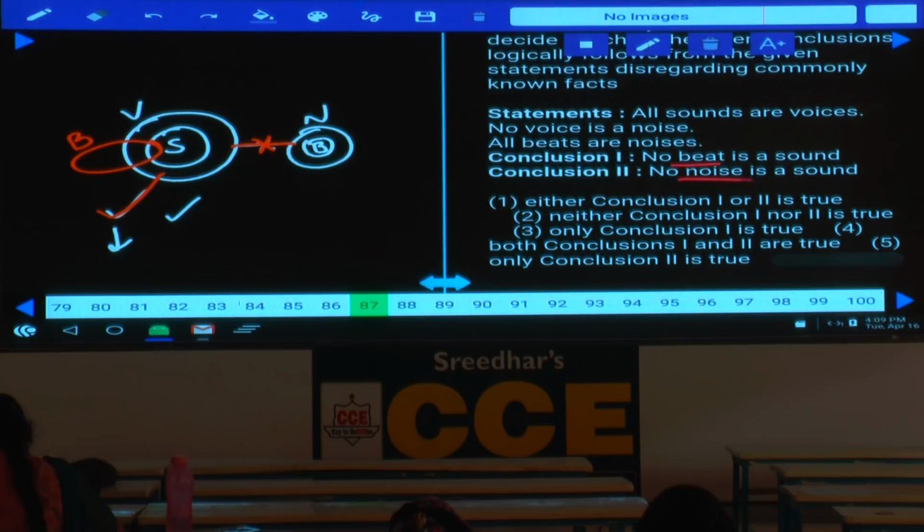Then coming to the second one, no noise is a sound. In order to make this one false, we need to prove some noises are sounds like this. If you draw noise like this, again the statement no voice is a noise will be false. Hence alternate diagram cannot be drawn. Isn't it? Alternate diagram cannot be drawn, that will be true forever. Hence what is your answer? Both 1 and 2, that is choice 4 is the answer. Question number 87, it is choice 4. Then 88.